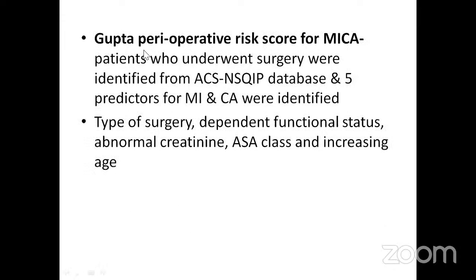The Gupta is another perioperative score for major myocardial infarction and cardiac arrest. Patients who underwent surgery were identified from the ACS NSQIP database, and 5 predictors of MI and cardiac arrest were identified. They are type of surgery, dependent functional status, abnormal creatinine, ASA class, and increasing age.